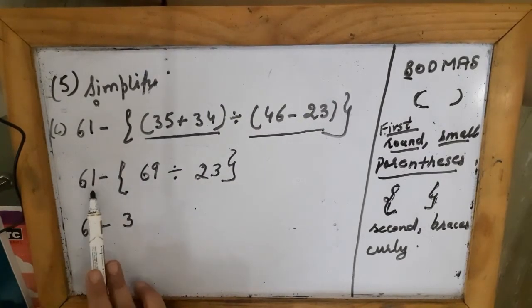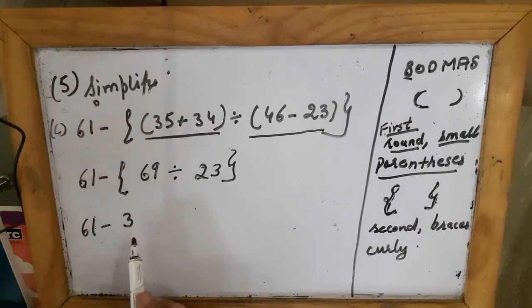Now I'm left with 61 minus 3. So 61 minus 3 is 58. So this is your answer.